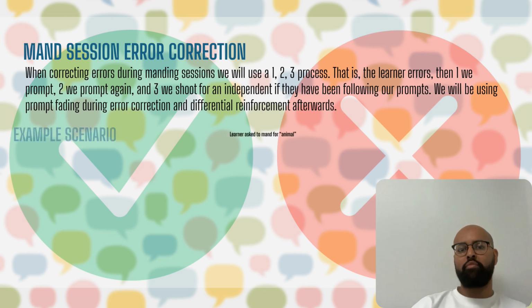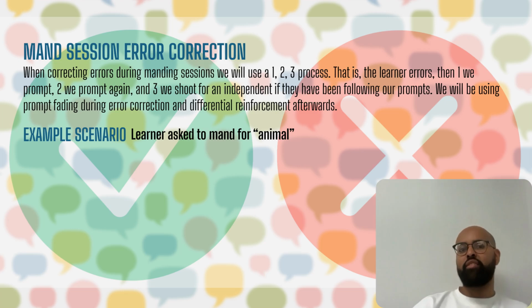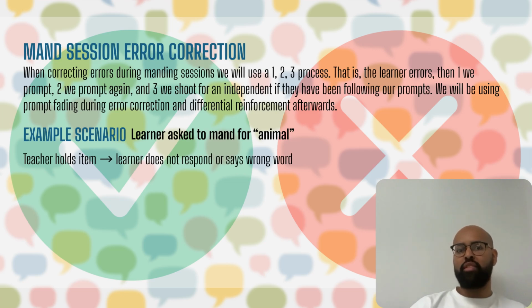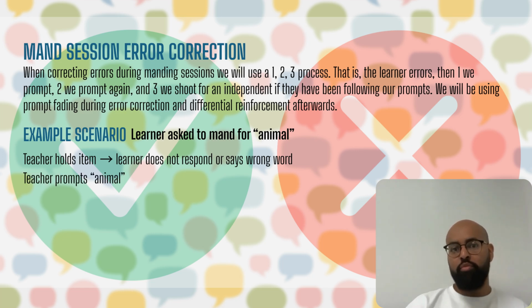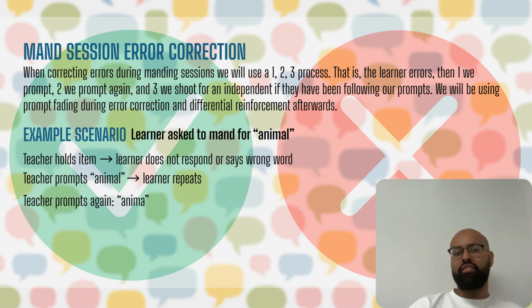Let's look at an example of how this 1, 2, 3 error correction process works in a mand session. The teacher holds out a toy animal for the learner to mand for it, but the learner doesn't respond or maybe says the wrong word. So the teacher gives the first prompt, holding out the toy and saying, "animal." The learner repeats, "animal." Next, the teacher provides a slightly faded prompt, maybe just saying "anima," and letting the learner finish the word, "animal."